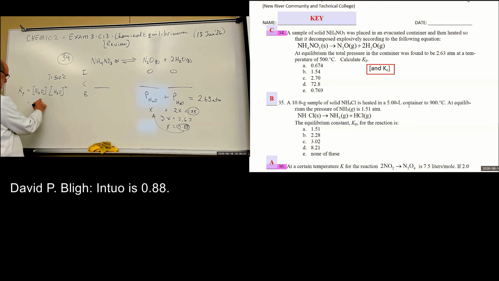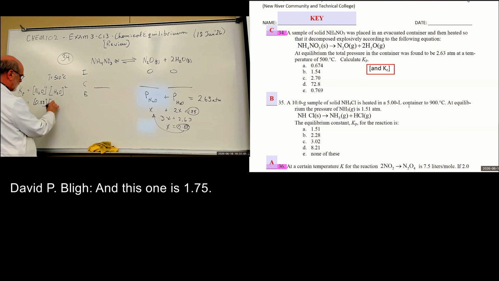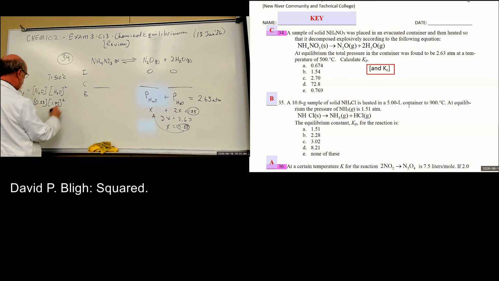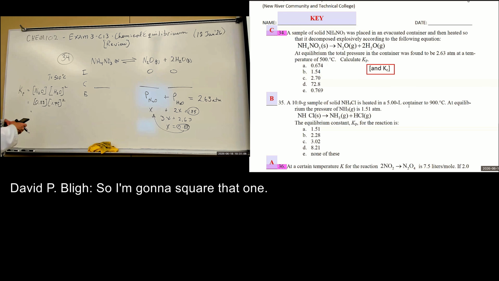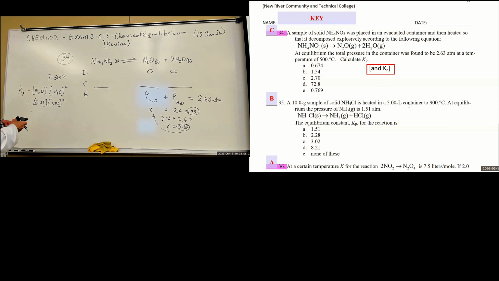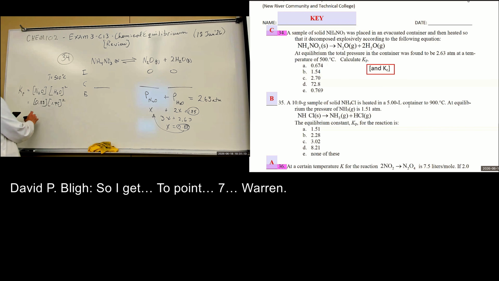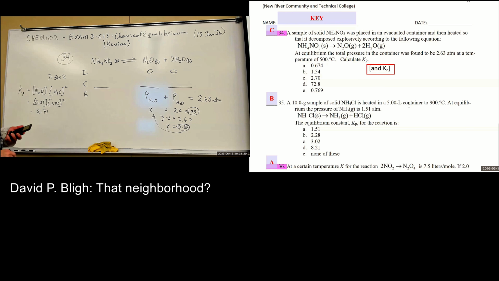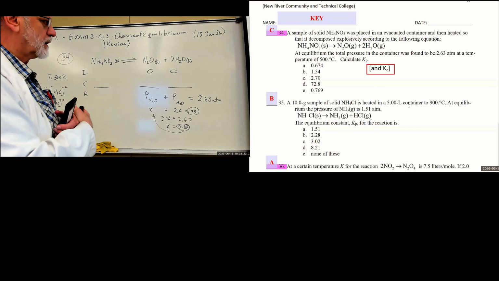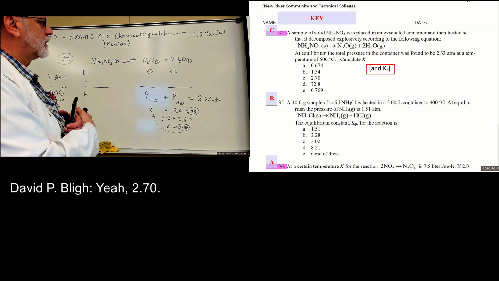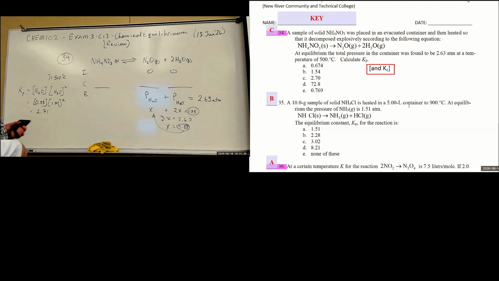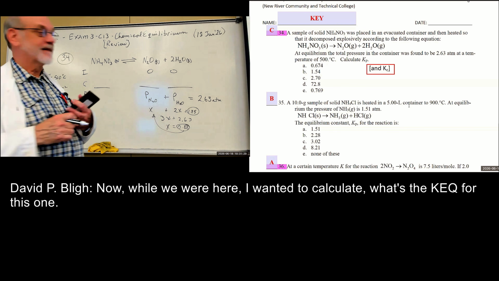N2O is 0.88. And this one is 1.75 squared. So I'm going to square that one, and times 0.88. So I get 2.71, in that neighborhood. Yeah, 2.70. Close enough. Okay.